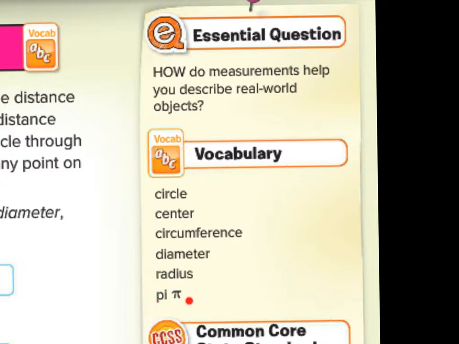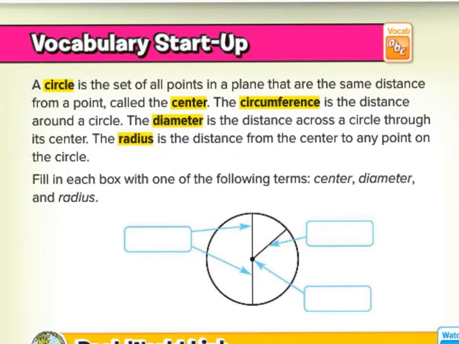This is the symbol for pi. As you can see, we've been given a circle with a point right in the middle. So what is a circle? A circle is the set of all points in a plane that are the same distance from a point called the center. So it's a set of points. We don't see this as a line, we see this as a set of points all tightly together.